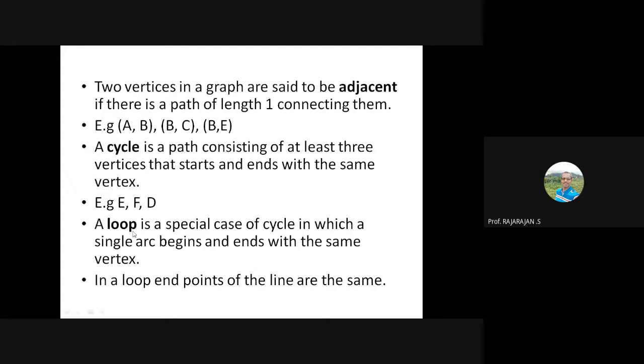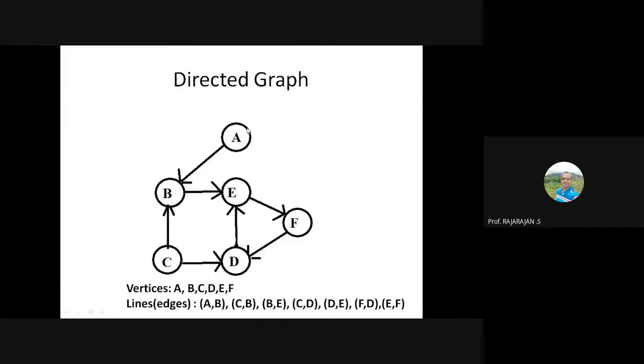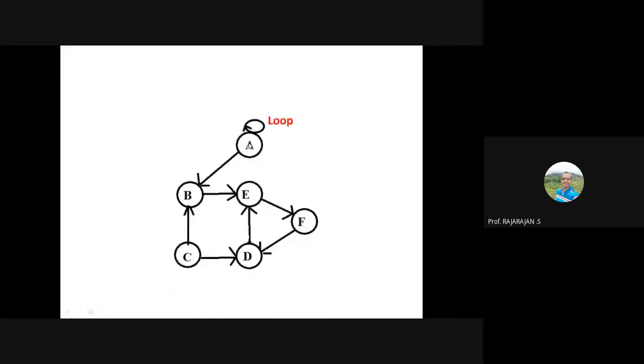Another similar term is called a loop. A loop is a special case of a cycle where it starts and ends with the same vertex without involving any other vertex, like here. So this edge is a unique edge because it is interconnecting A with itself. So this is called a loop.